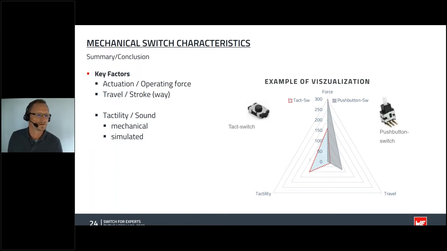What we see here is the force, the tactile, and the way it goes to travel. And you see those kinds of switches are totally different compared to that one, which has a much higher force here. That has a tactility that is lacking absolutely, and therefore this one has longer travel. So it's up to you if you want to use something like that, but once again, this is not a standard.